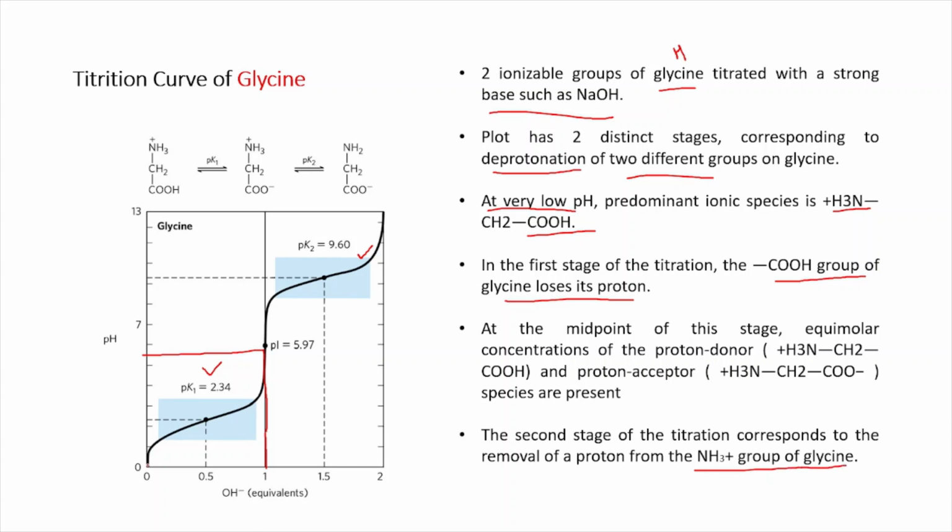So what first happens from 0? As you continuously increase the addition of base, NaOH, first the carboxylic group loses its proton, and it continues to rise up to pH equal to 7, when you have equal contribution of the positively charged group and the negatively charged COO minus group. And then if you continue to add the base, the amino group loses its proton and you have the negatively charged amino acid, and the titration is essentially complete at around pH equal to 12.